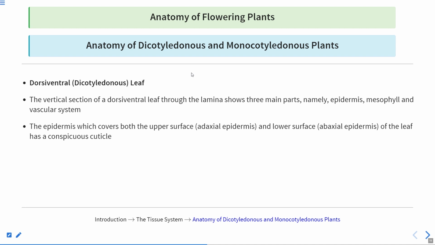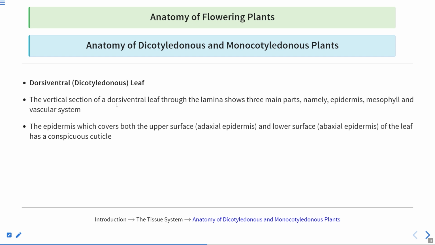Okay, now let us see what is the difference between the leaf structure, meaning the dicot leaf and monocot leaf. Here we have taken the dorsiventral, meaning the dicotyledonous leaf, because in the dicotyledonous leaf we see two surfaces, the dorsal surface and the ventral surface, and that is why they are called the dorsiventral leaf.